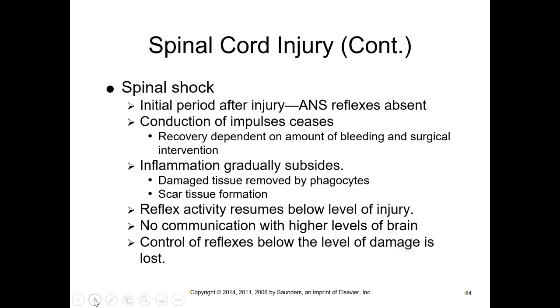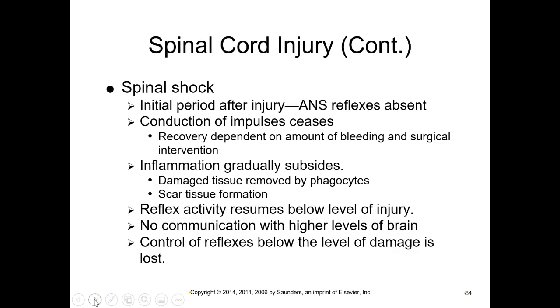Spinal shock is that period right after the initial injury, and reflexes are just absent. ANS reflexes absent. The conduction of impulses will cease. There is some recovery possible depending on the amount of bleeding and if there was surgical intervention. Inflammation will gradually go away. Damaged tissue will get removed by the phagocytic cells and scar tissue will form. The scar tissue, however, is not at the same level of function as normal tissue.